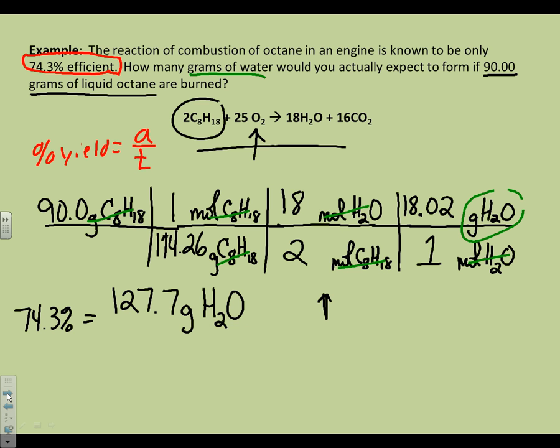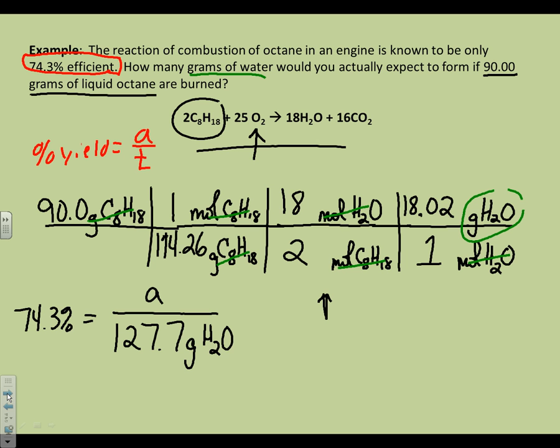Let me just move that down so we have room. So our actual yield is what we're looking for. Our theoretical yield was 127.7. Awesome. So using algebra, I know that if I'm trying to get rid of a fraction, I can just multiply, right? But do we need to change that 74.3 first, or can we just multiply 74.3 right off the bat?